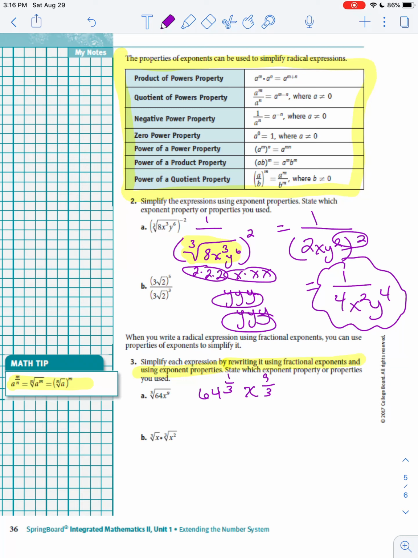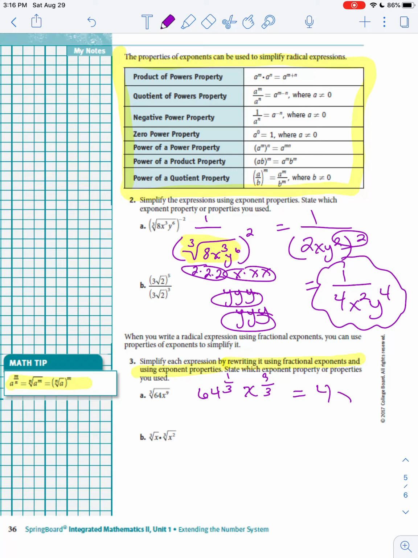So 64 to the 1/3 power, well, 64 actually is a perfect cube because it's 4 times 4 times 4. So that's 4x, and 9 divided by 3 is 3. So we'll spend a little more time on these harder problems in class, and we'll pick some from the homework assignment to go over as well.